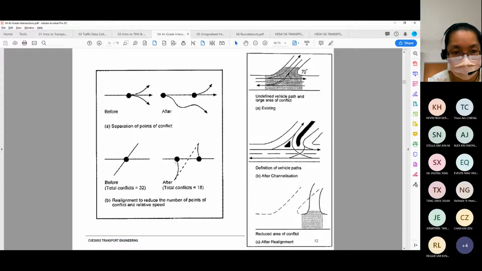Okay, this is also separating the number of the intersection. And we see that this is 9 conflict points, 9 conflict points. This one intersection is 32 conflict points.